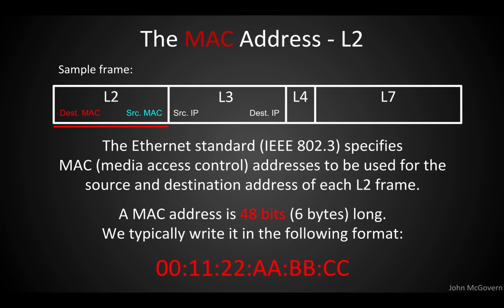Okay, let's talk about what the layer 2 address really is. Well, it's the MAC address. The Ethernet standard, IEEE 802.3, specifies this media access control address to be used as the source or destination address for each layer 2 frame. Okay, the MAC address is a 48-bit number, and we'll see that upcoming here. That's 6 bytes, so 48 divided by 8 is 6. And we'll typically write the MAC address in the following format, as we show down here: 00:11:22:AA:BB:CC.